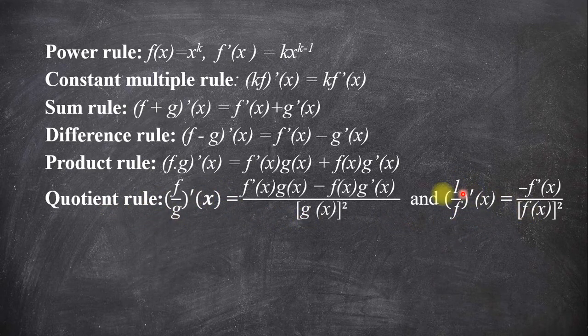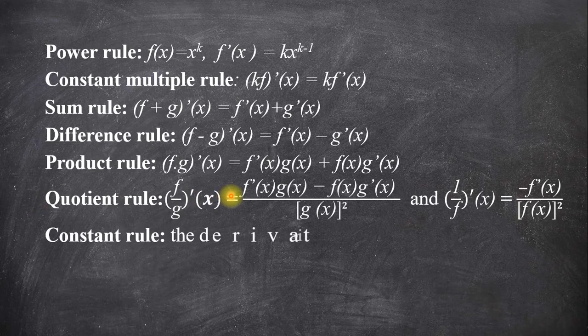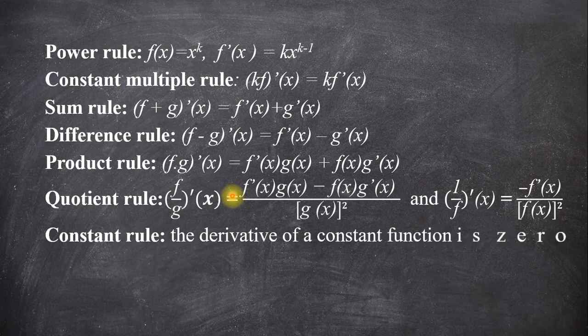Then 1 over f, what will happen? It will be minus f prime at x over f at x the whole squared. This is also called the quotient rule. Then the constant rule.